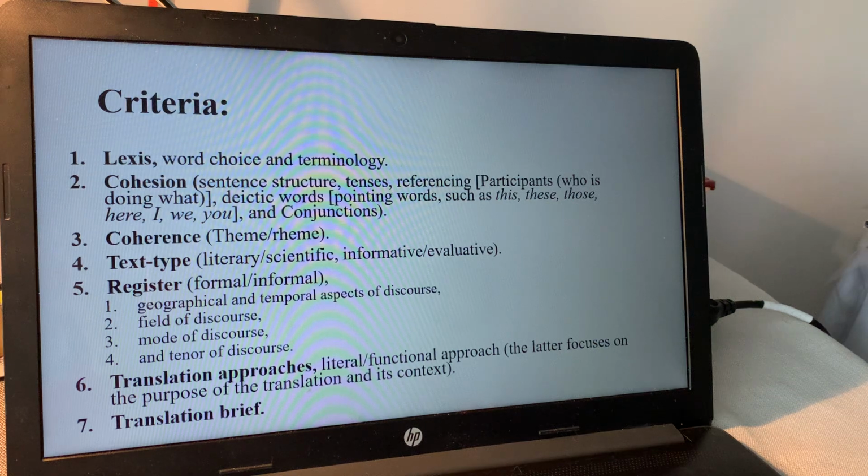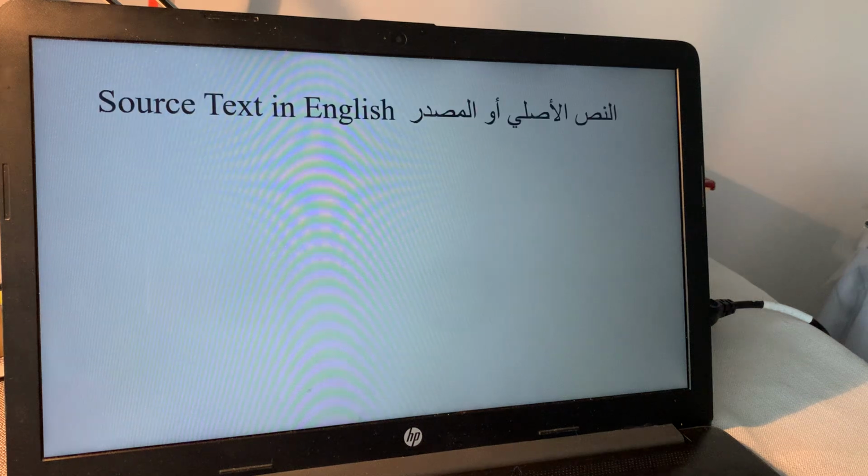And then finally, you look at the brief that you get from the commissioner or the client who has asked you to do the translation. What's their brief? What are they trying to give you as conditions or points that you need to be aware of?